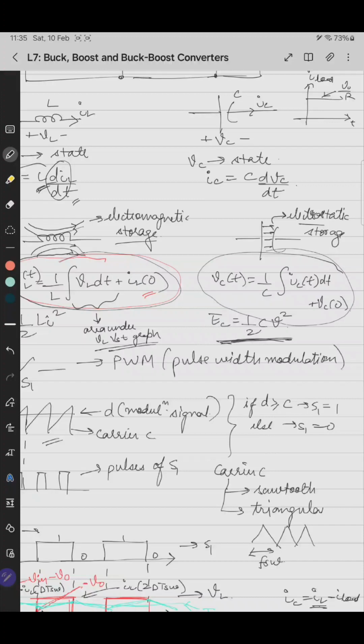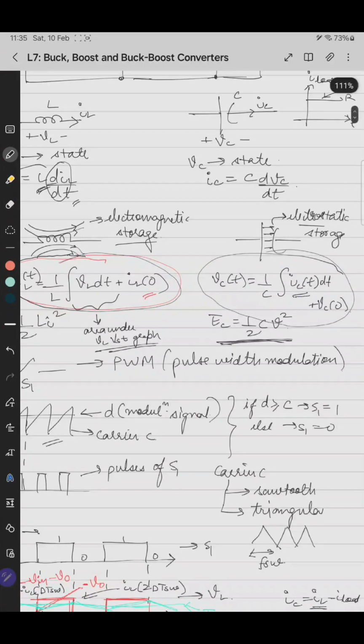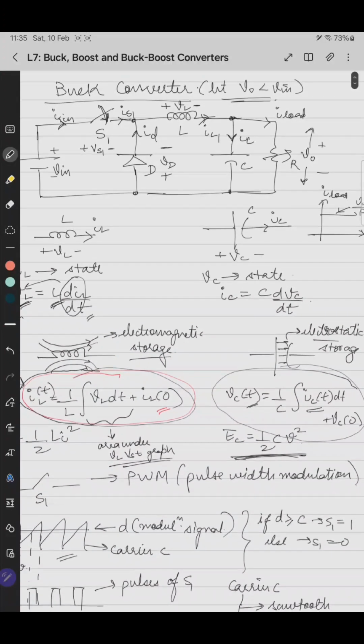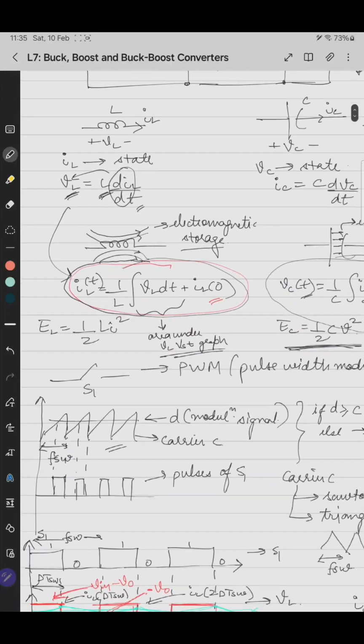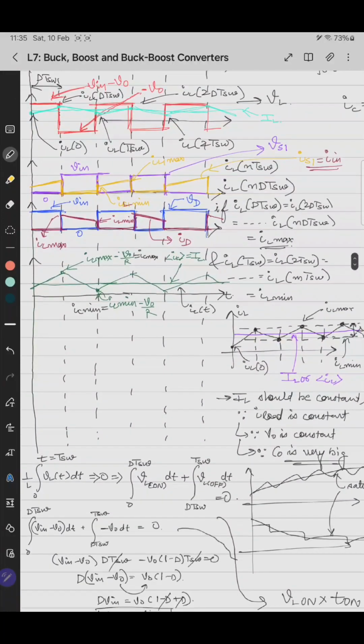So first we'll see the waveform of IL, because we can't draw both together. We'll first draw the waveform of IC because it is easy to draw. IC is what? IL minus iLoad. iLoad is constant. There has to be one assumption: assume that it is a linear and constant load. So the IC waveform is the waveform of IL pushed downwards by V0 by R, or by the load current.